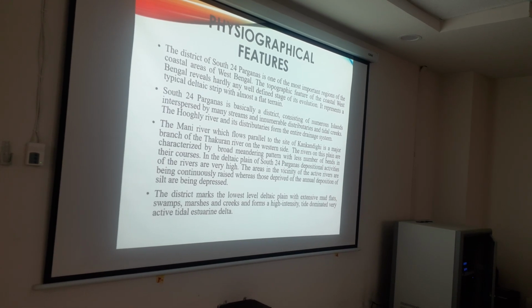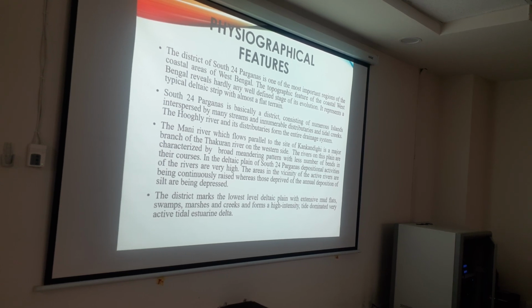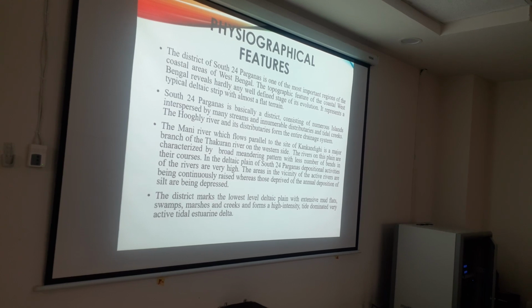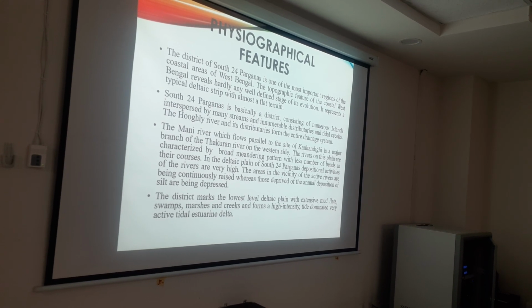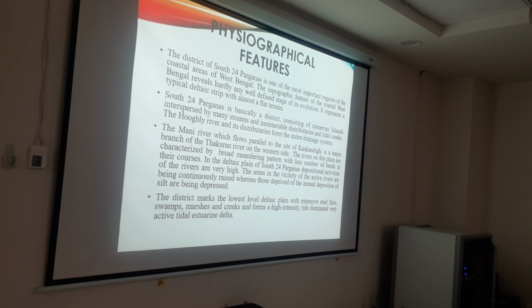Now the physical features of South 24 Parganas suggest it is an important region of the coastal areas of West Bengal. The topographic feature of coastal West Bengal reveals hardly any well-defined stage of its evolution. It represents a typical delta stretch with an almost flat rim. Actually, South 24 Parganas shows numerous islands interspersed by many streams, innumerable distributaries and tidal creeks.